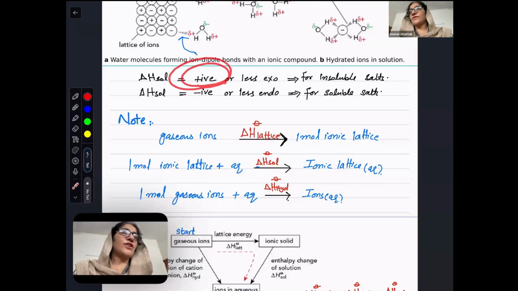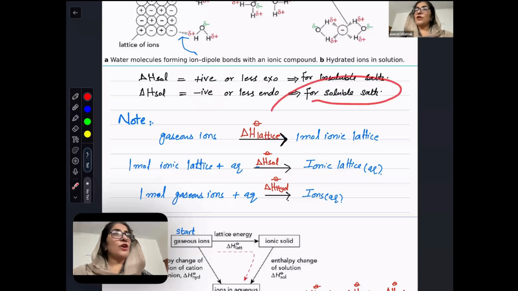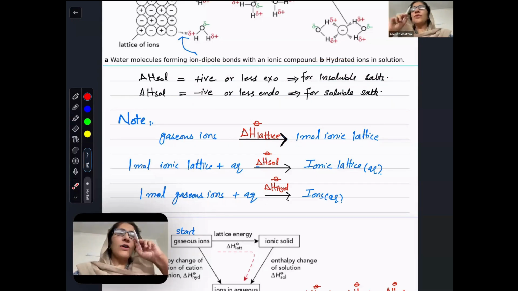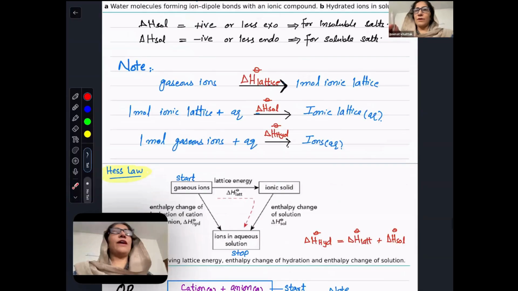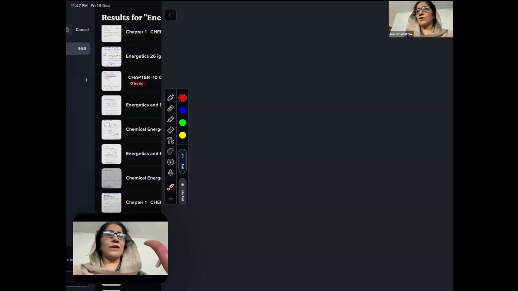If it is positive, insoluble, even positive or less exo. Negative, or if it is toward the lower side, soluble, right? If it is positive, then it is what? Insoluble. Right? Toward negative, it is soluble. But now, how to find out delta H solution? But first I'm going to explain this over there, then I will come to the notes.